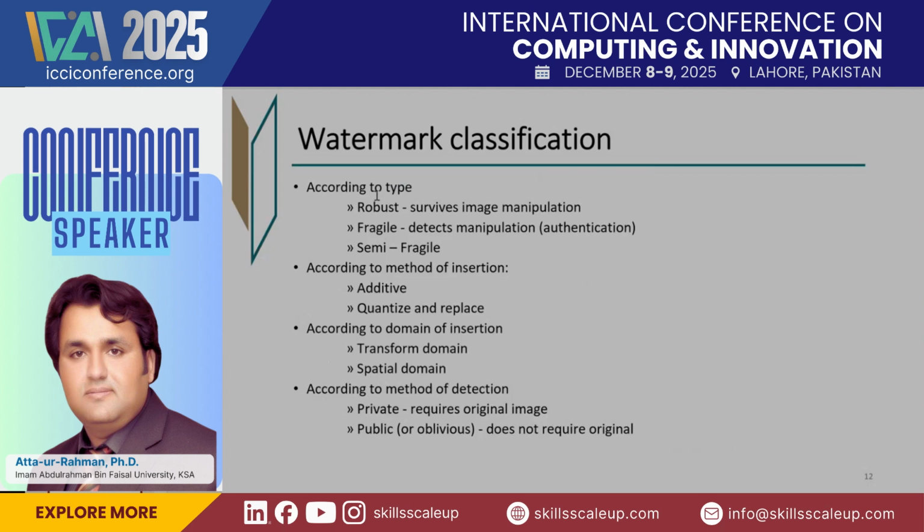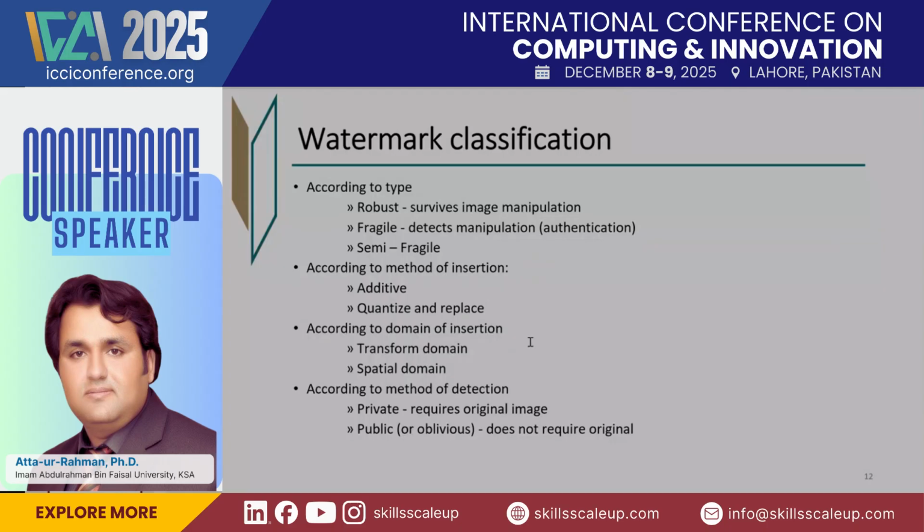We can classify them according to their types. Robust watermarks survive any kind of manipulation of the image. Fragile watermarks detect manipulation and are usually used for authentication purposes, to make sure everything is fine with the host image. Semi-fragile will have some robustness as well as some authentication. According to their method of insertion, we have the additive method, where the watermark is embedded into the host image by manipulating the bits of the image. We can have quantize and replace, where we sometimes replace the bits of the target image with the watermark.